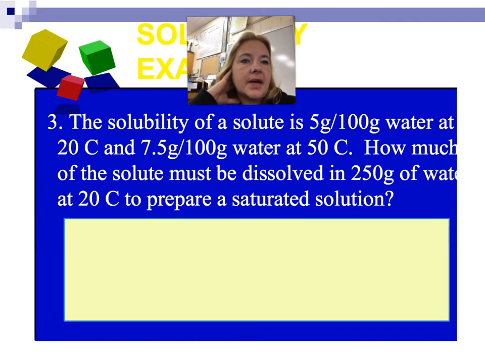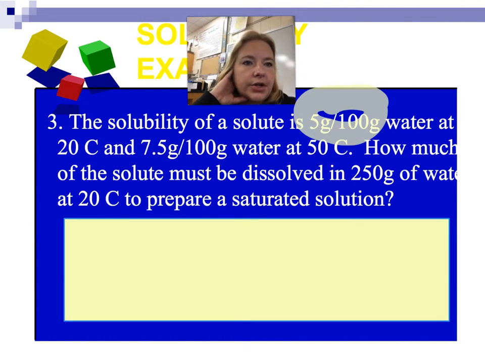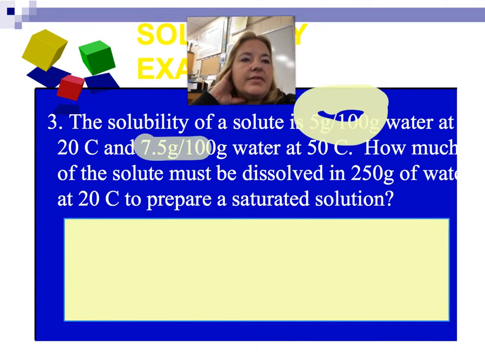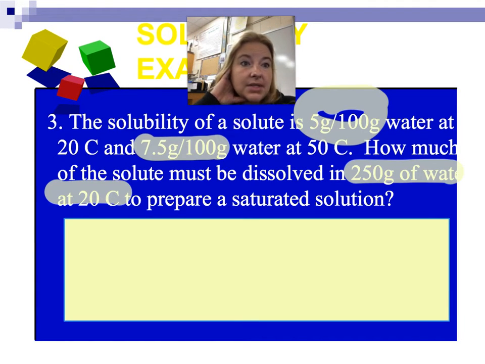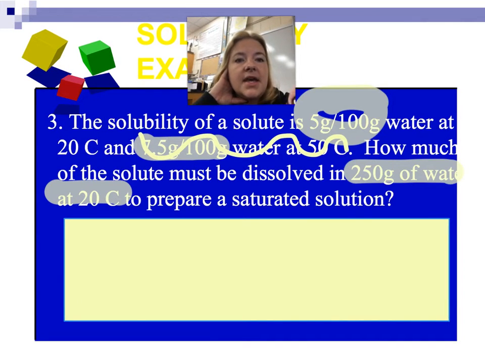Let's try another example. This one tells you that the solubility is 5 grams for every 100 grams of water at 20 degrees, and that at 50 degrees Celsius, there's 7.5 grams that can dissolve. So it wants to know how much of the solute must be dissolved in 250 grams of water at 20 degrees Celsius. So be careful. This problem is trying to trick you a little bit by giving you an extra piece of information that you really don't need. At this point, you don't need the 50 degree information because it's specifically asking you for 20 degrees Celsius.